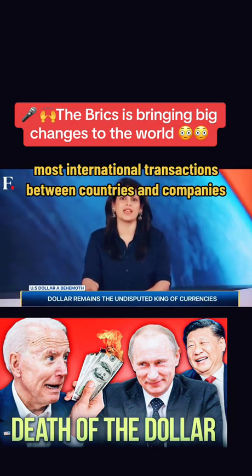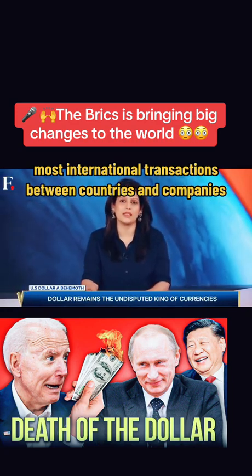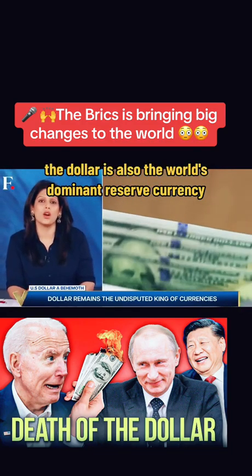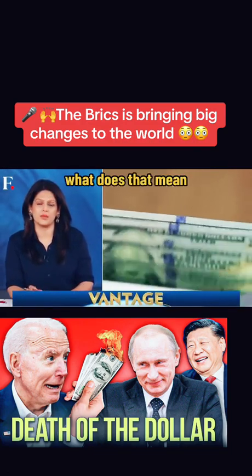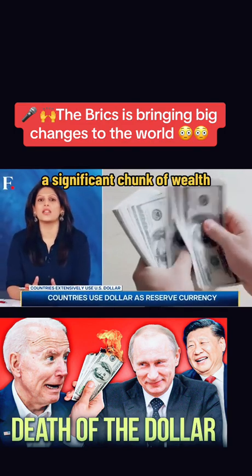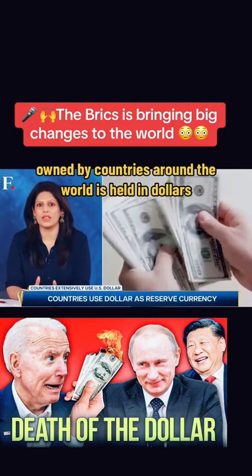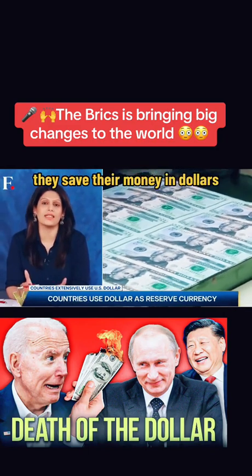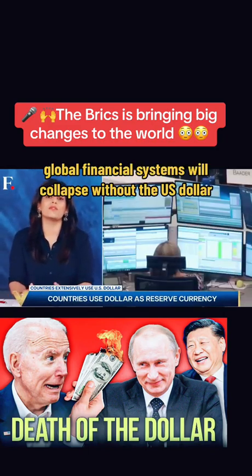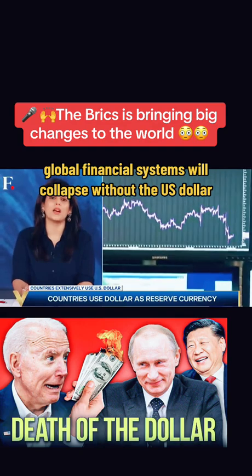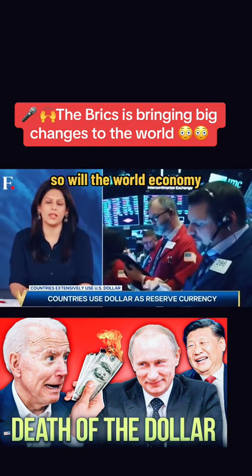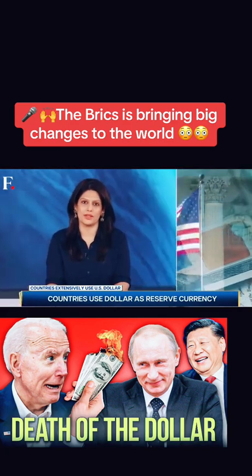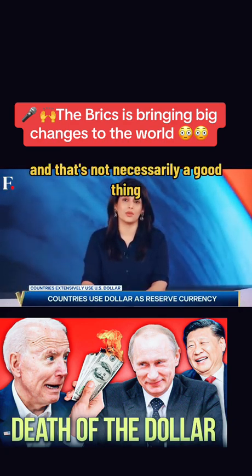Most international transactions between countries and companies are conducted using the dollar. The dollar is also the world's dominant reserve currency. What does that mean? A significant chunk of wealth owned by countries around the world is held in dollars. It's their reserve currency. They save their money in dollars. Global financial systems will collapse without the US dollar. So will the world economy. So the dollar and the US have a lot on their shoulders. And that's not necessarily a good thing.